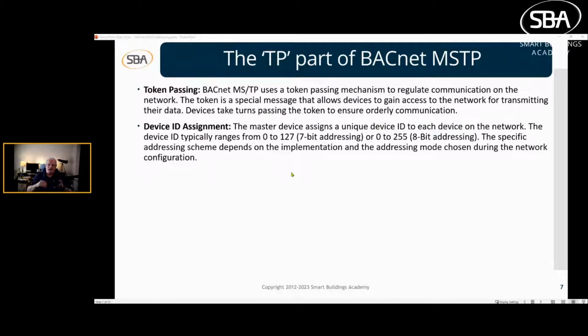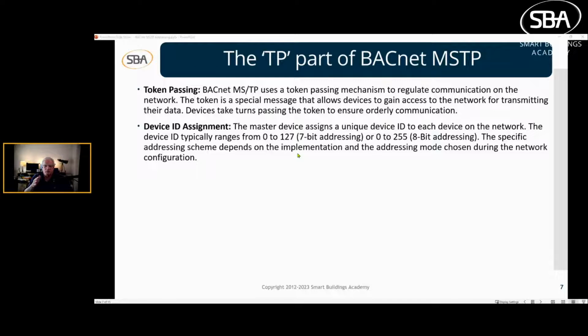Device ID assignments. The master device assigns a unique device ID to each device on the network. The device ID typically ranges from 0 to 127, and that's called a 7-bit address, or 0 to 255, that's called 8-bit addressing. I'm going to address this shortly in just a moment. The specific addressing scheme depends on the implementation and the addressing mode chosen while the network was being designed.